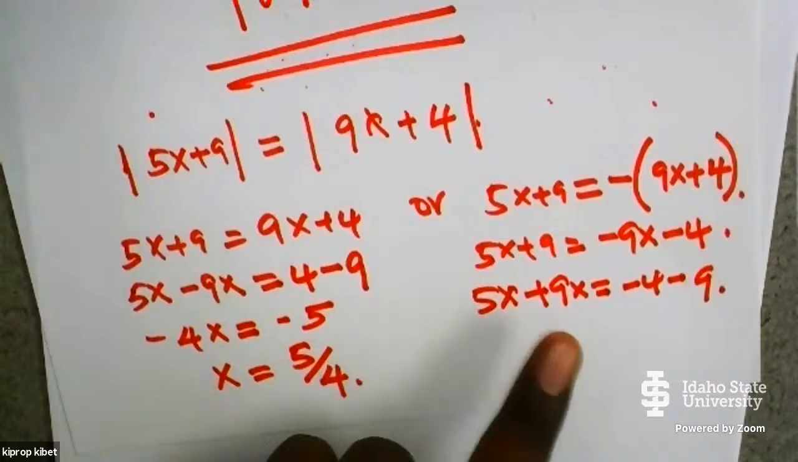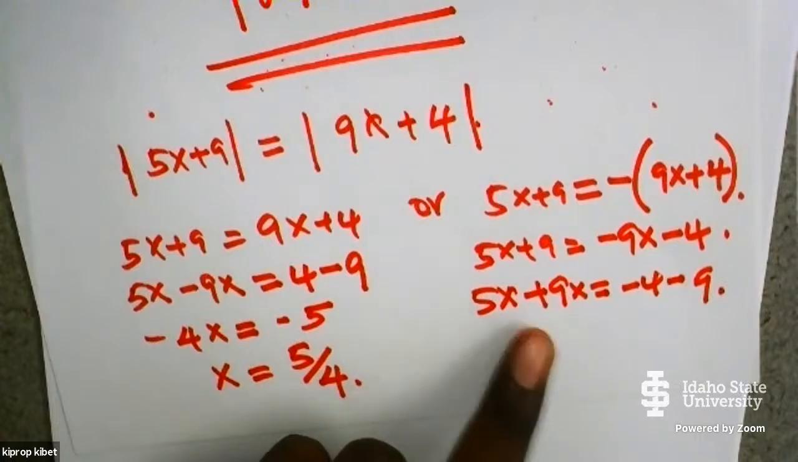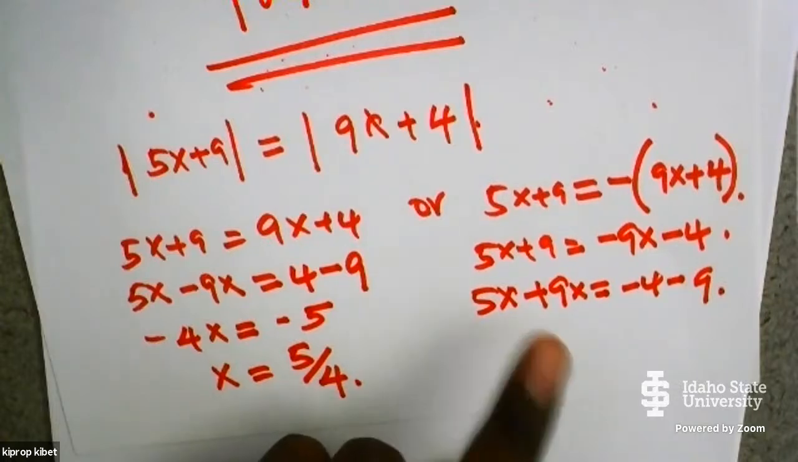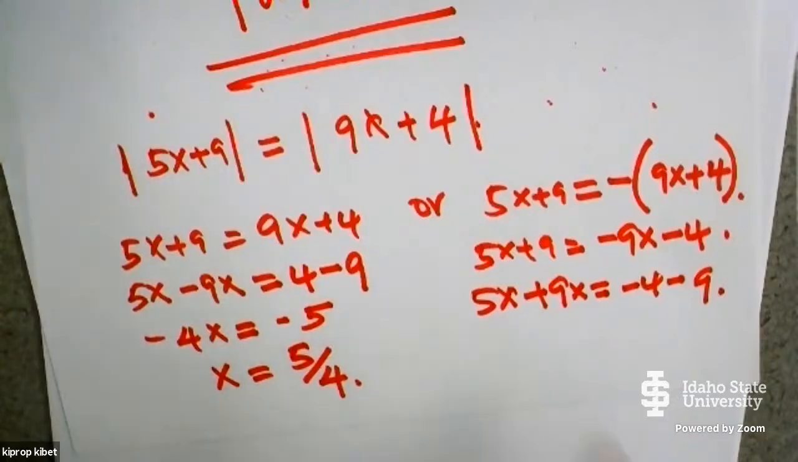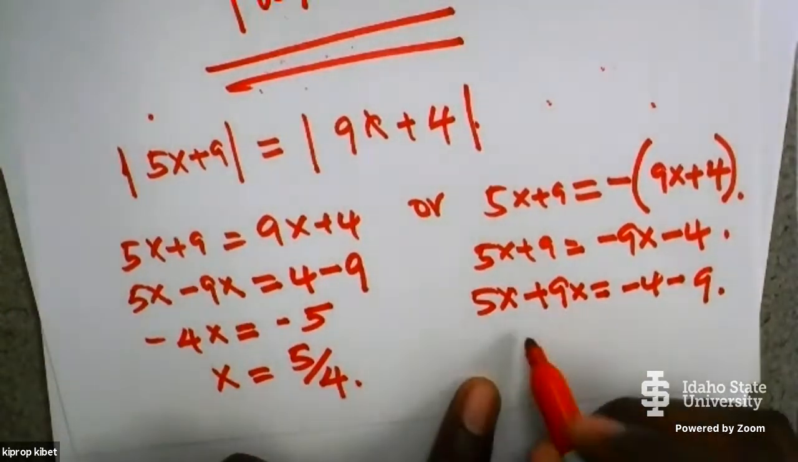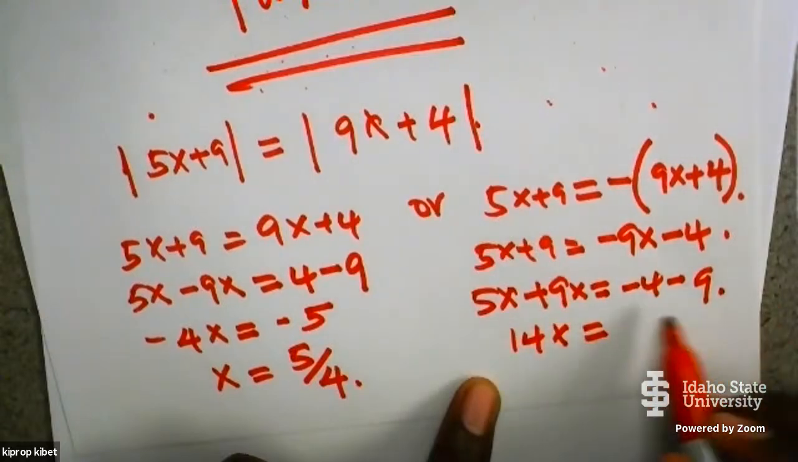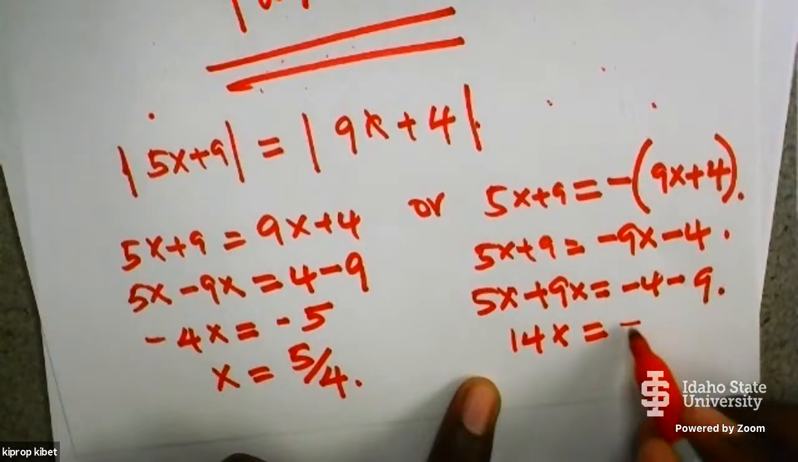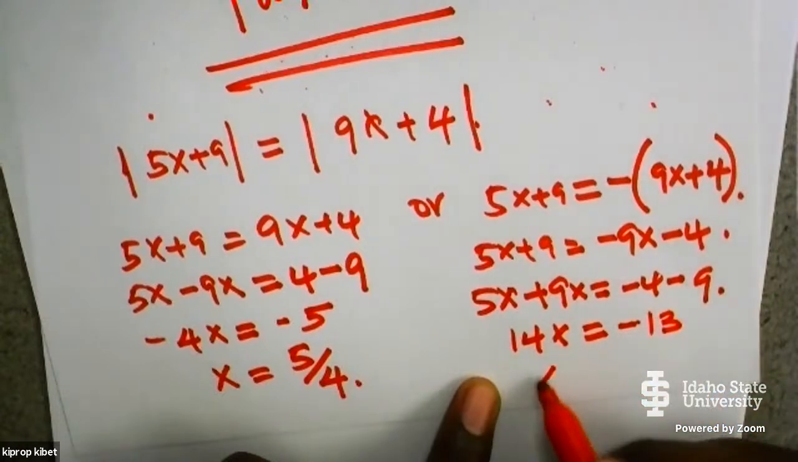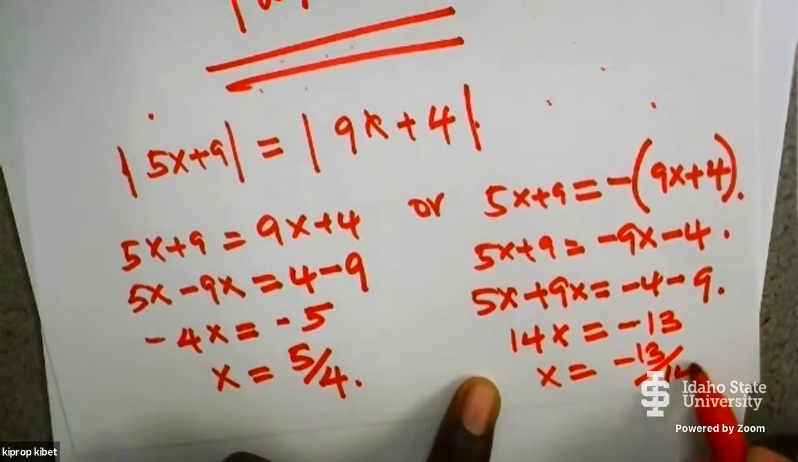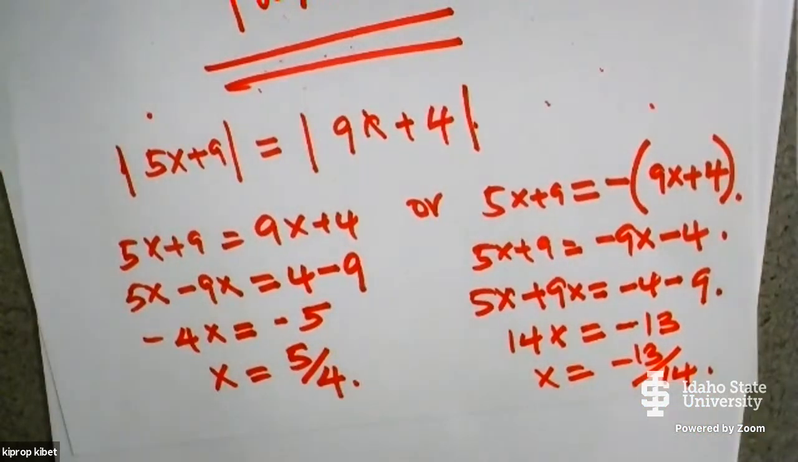Are we okay up to there? Are we together? Okay, so then what do you get here? So this is 14x equals to what? Equals to minus 13. So x is equals to minus 13 over 14. Okay.